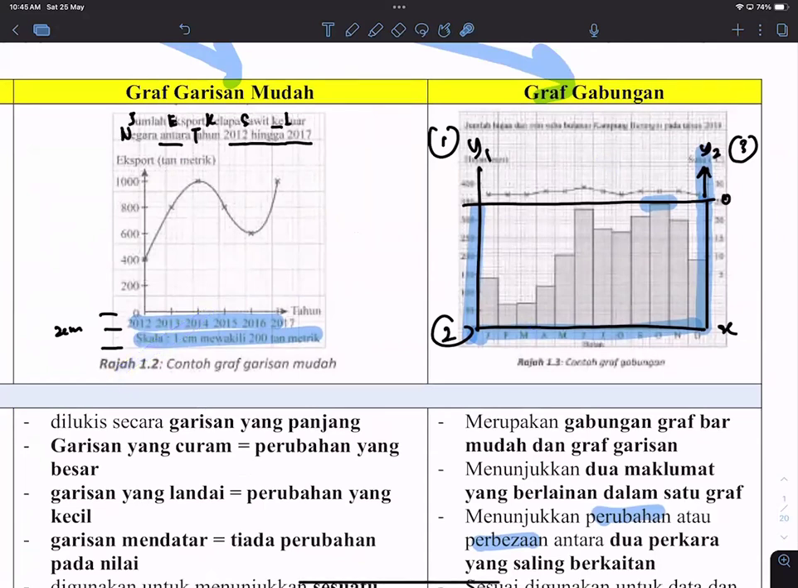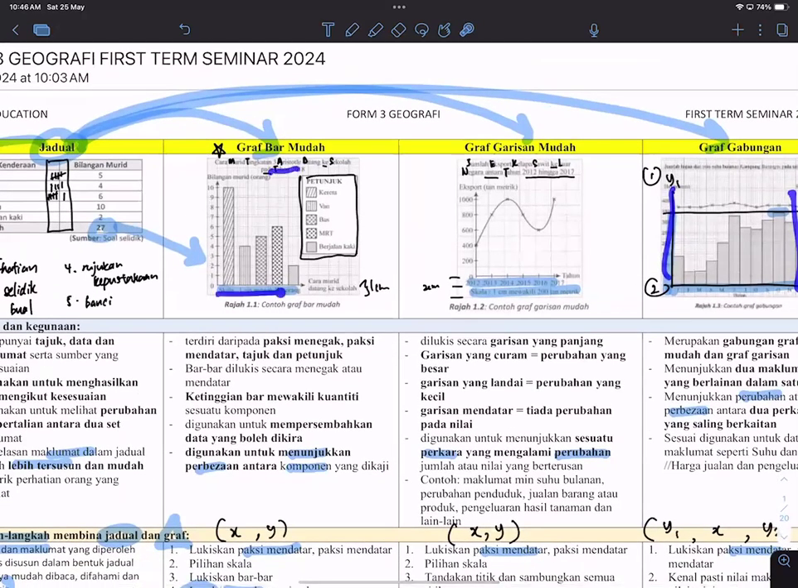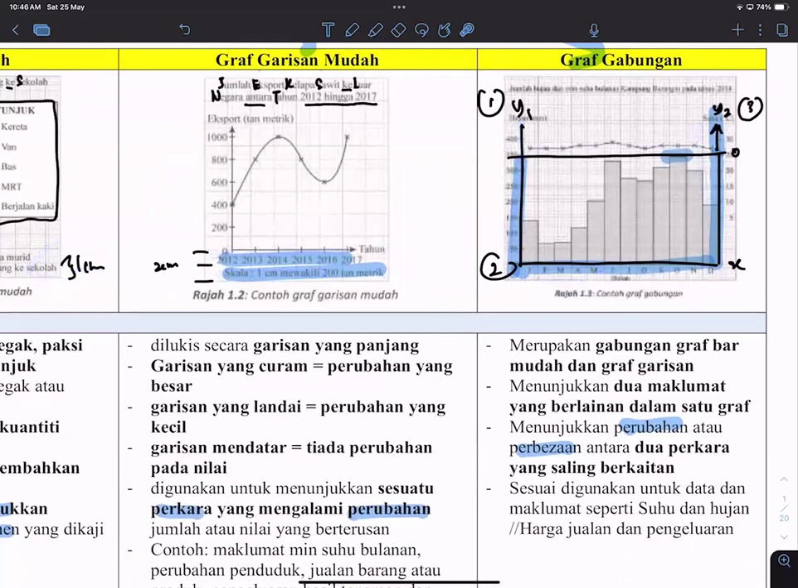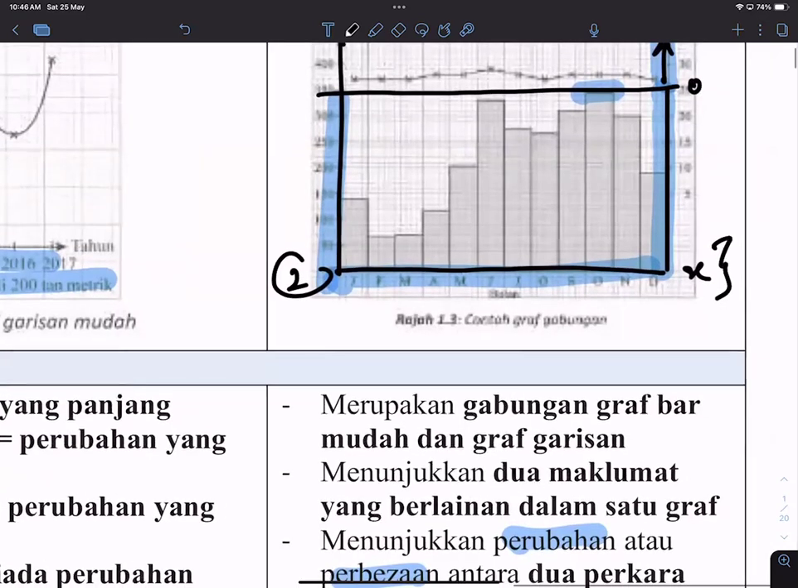Yes, so that's why guys, for the graph gabungan, right? Then we try to prepare the scala for paksi X and Y, right? So guys, we have two paksi Y, which means for the graph bar muda, we prepare 1 cm. So graph garisan, we prepare 2 cm at the bottom. Then graph gabungan, we try to prepare at least 2 to 3 cm. Up to you guys. So remember, just try to write down for the graph gabungan, we try to prepare at least 2 to 3 cm.